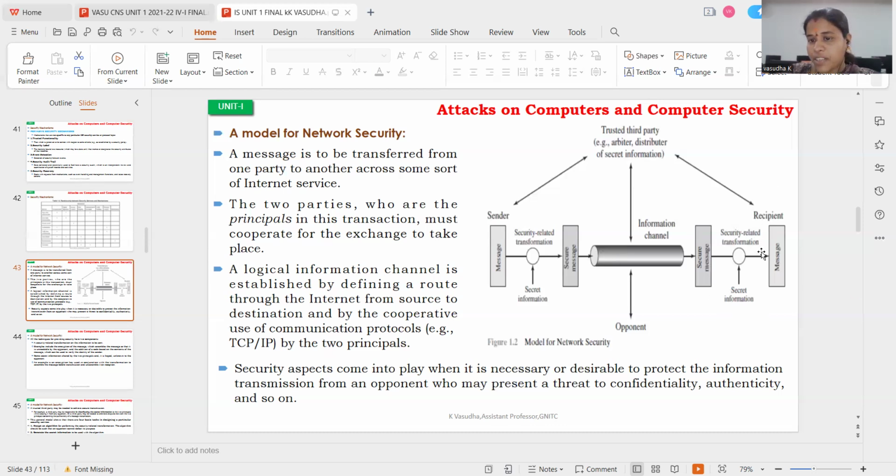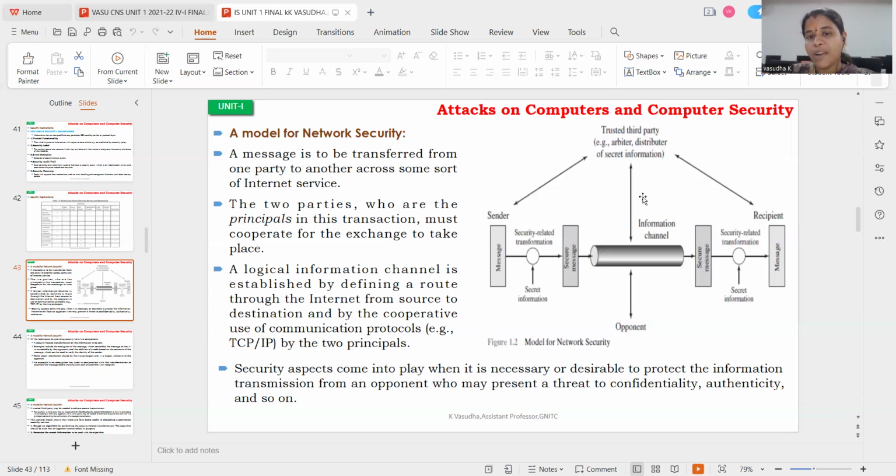At the recipient side, this is the basic model of network security. At the recipient end, what happens? Whatever secret message is sent by the sender is transformed again from the secret message to the normal message, that is, the plain text. It is decrypted, converted back from the secret message to the normal message, what the sender was actually trying to send, and it reaches the recipient. This is the basic model for network security.